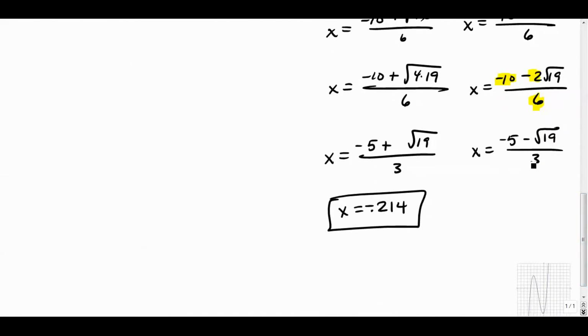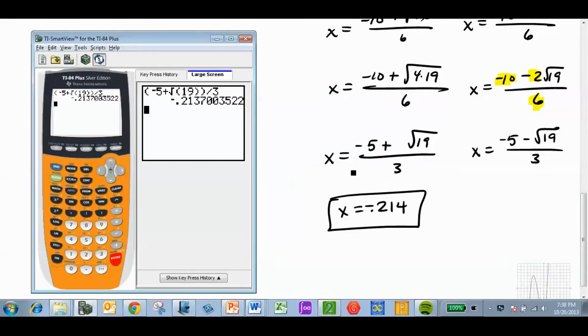Let's do this one right here. Negative 5 minus square root of 19 over 3. Negative 5 minus square root of 19. I forgot a parenthesis here.